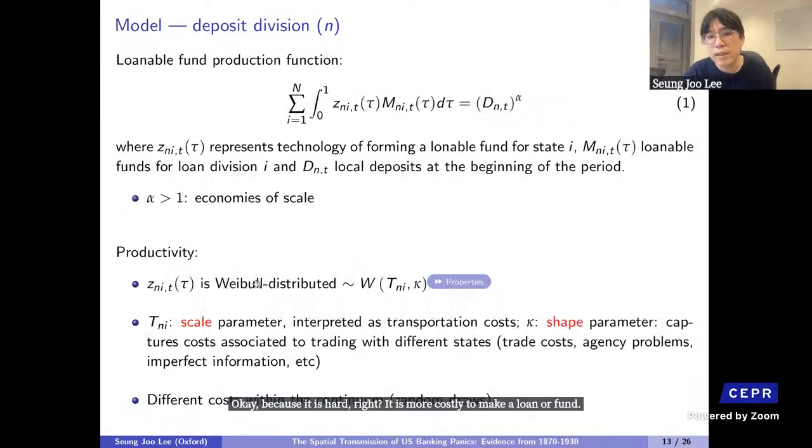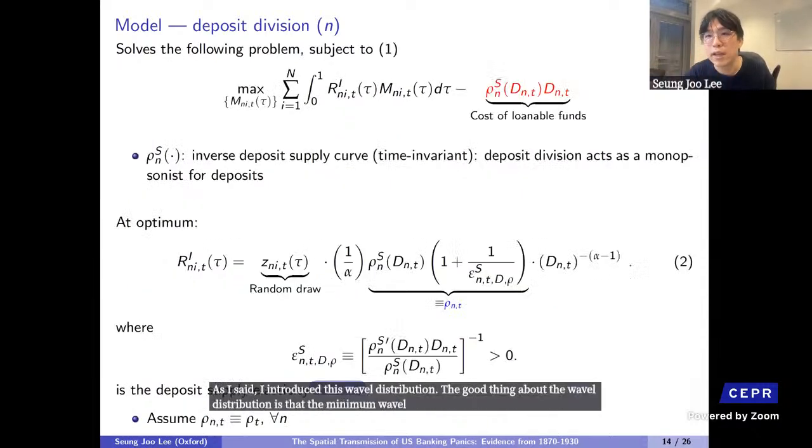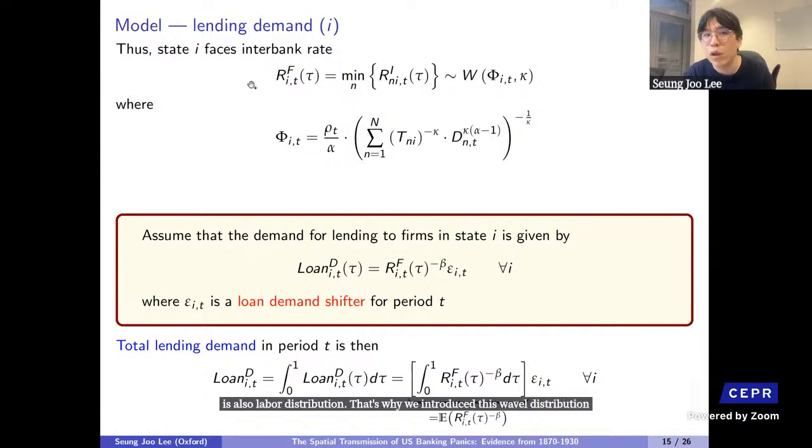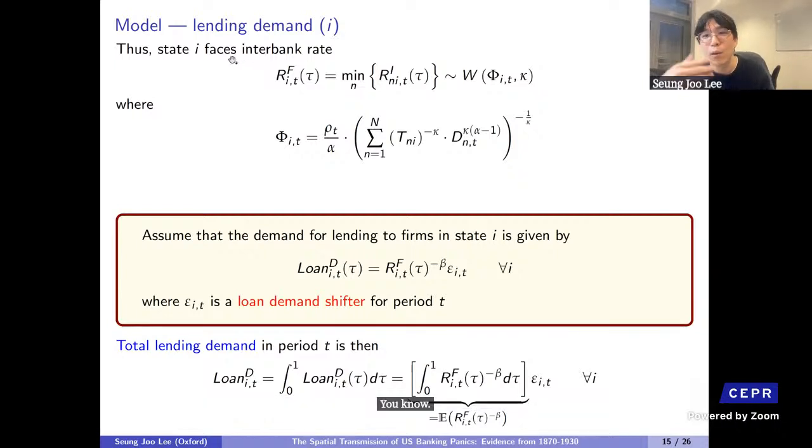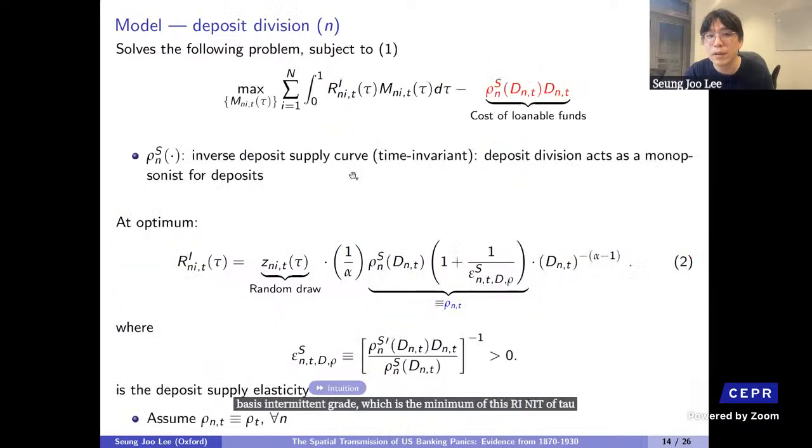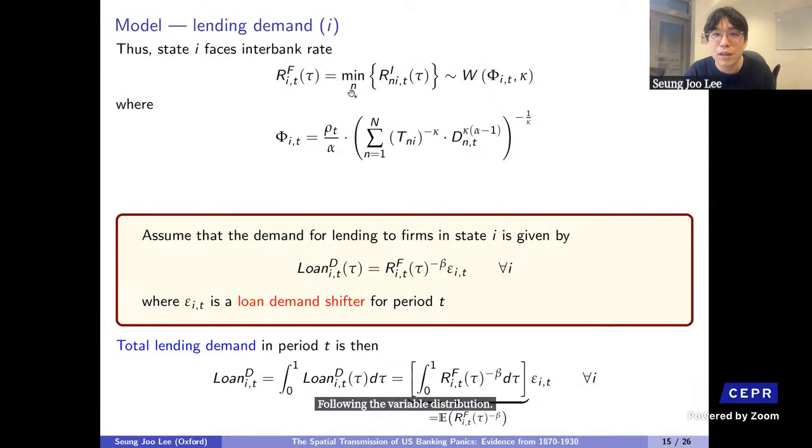The reason, as I said, I introduced this Weibull distribution is that the minimum of Weibull distributions with the same scale parameter is also a Weibull distribution. That's why we introduced it. Because going back to lending demand for state I, right now we look at bank I, the loan division bank in state I, which faces the interbank rate, which is the minimum of this R_in(tau). But because this is proportional to this random draw, which follows the Weibull distribution, you can have a nice Weibull distribution that each loan division faces in the interbank market.